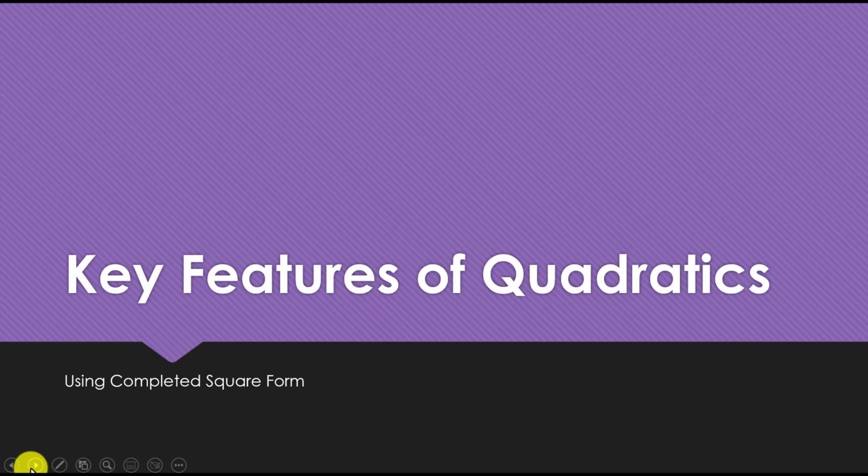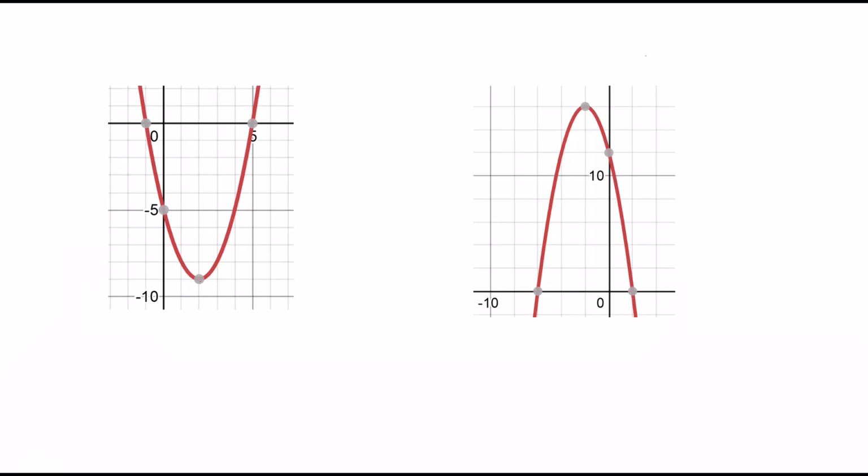Okay, in this video, we're going to look at key features of quadratics and their graphs using completed square form. Okay, I just want to very quickly identify some key features on these graphs. So you see two different graphs. They should really both have arrows here to indicate that they're just going to keep on going forever.